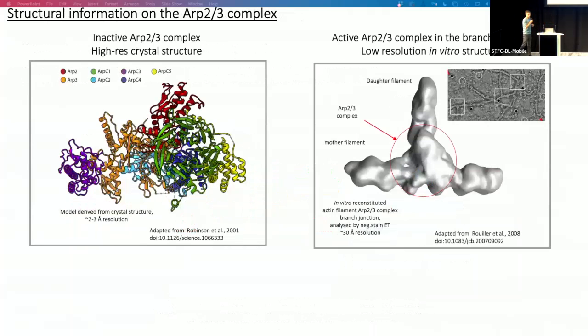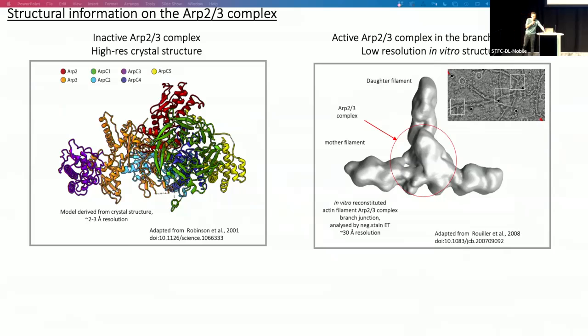So structurally, people have been trying to work on this for many years, and people solved already in the early 2000s the inactive complex via crystallography, which did not tell much about the activation and how it actually nucleates filaments, but it gave very nice insights into the fold of the individual proteins. But what people then tried to do was to reconstitute networks in vitro to use tomography to solve the structure. And this is what people did, for example, in 2008 in the lab of Dorit Hanein. In negative stain tomography, they solved a 30 angstrom resolution structure, which gave a rough idea of how it looks like, but that of course was not good enough to really understand more.